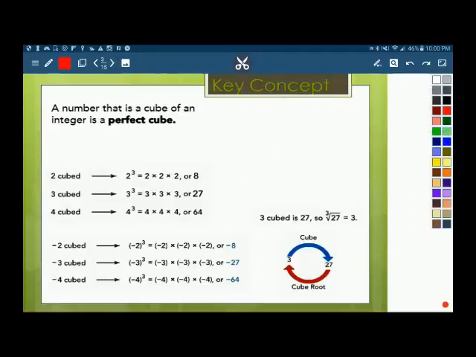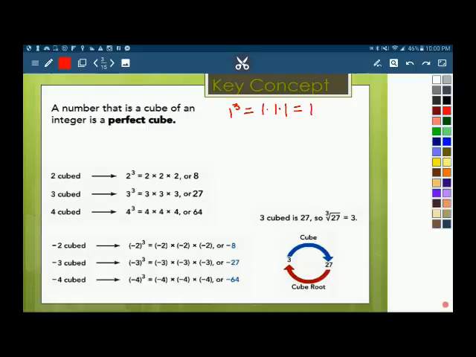So let's take a look at the key idea here. And if you can tell, the slide from today looks just like the previous lesson slide. Okay, so let's think about what a perfect cube is. A number that is a cube of an integer. So we only really have to memorize the first four perfect cubes, but I'm going to list out as many perfect cubes as I can on this page for you guys. Let's just start with 1. Okay, so 1 cubed, that really is 1 times 1 times 1, which is equal to 1.